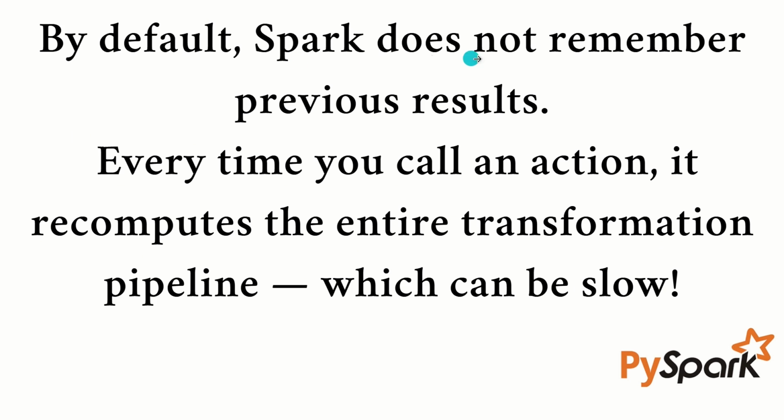By default, Spark does not remember any previous results. It means every time you call an action, it recomputes the entire transformation pipeline, which can be slow, obviously. Like in a simple word count, we have applied flat map, reduce by key, but in a real-time scenario, we can have multiple transformations, right? And when you call an action, Spark doesn't remember any results, so it has to recompute everything from scratch, which is a time-consuming, slower task.